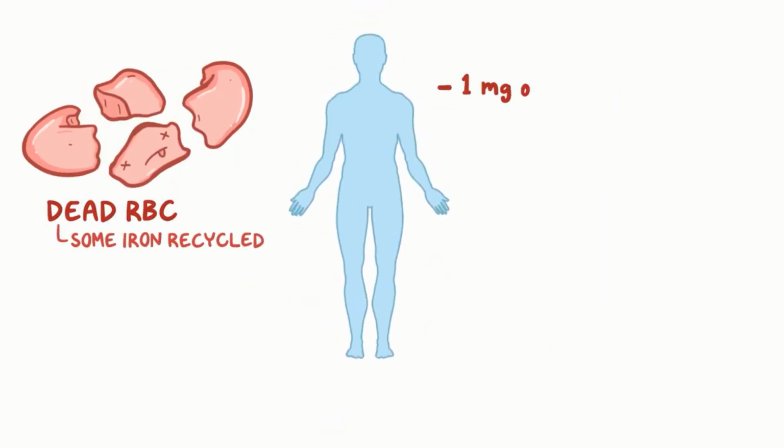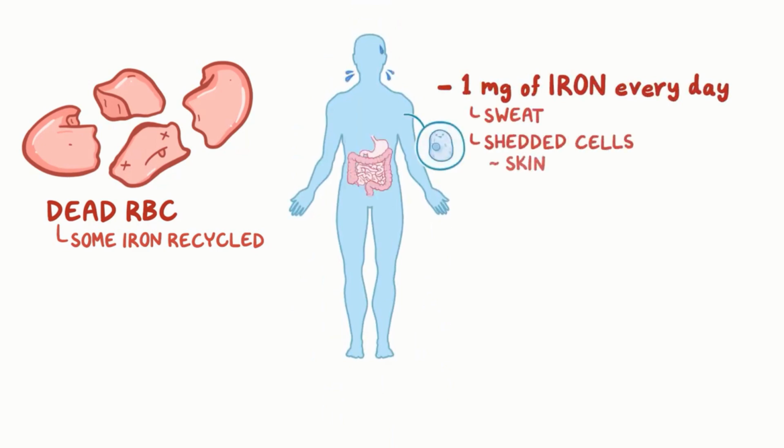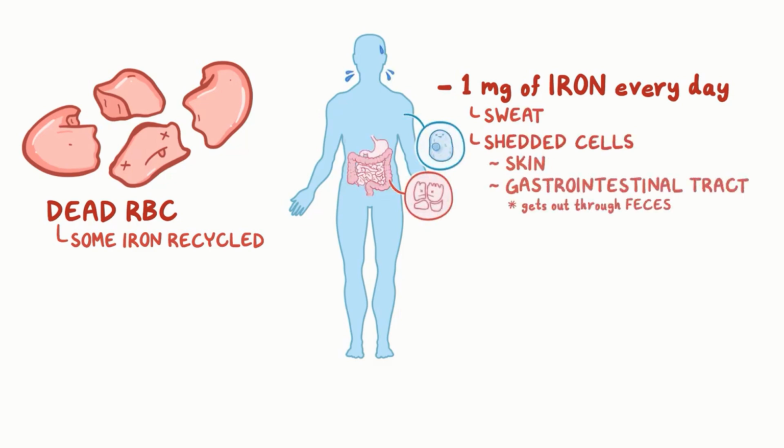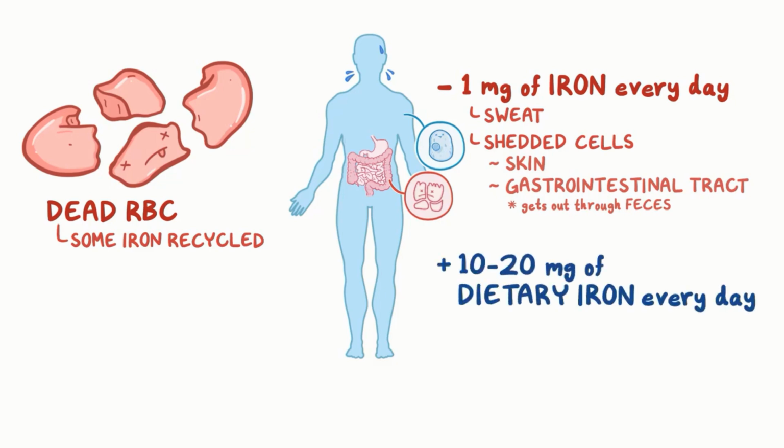Now normally, when a red blood cell dies, some iron is recycled from it. But we also lose about 1 milligram of iron every day, some through the sweat, some shed in skin cells, and some in shed cells in the gastrointestinal tract, which get out of the body through feces. But most of us take in around 10 to 20 milligrams of dietary iron every day, and absorb about 10% of it, or about 1 to 2 milligrams, so it all evens out at the end of the day.